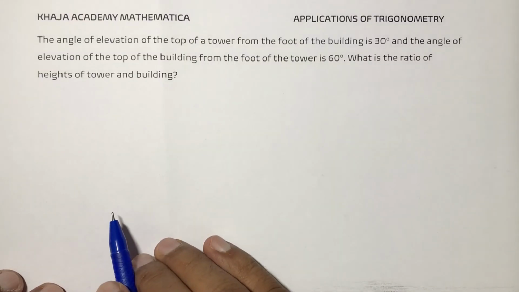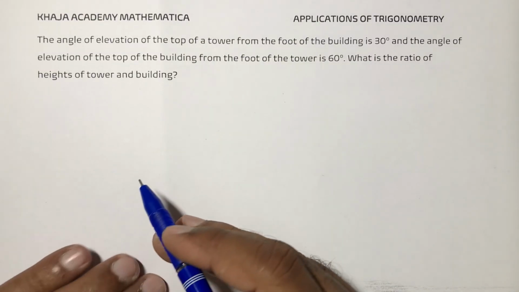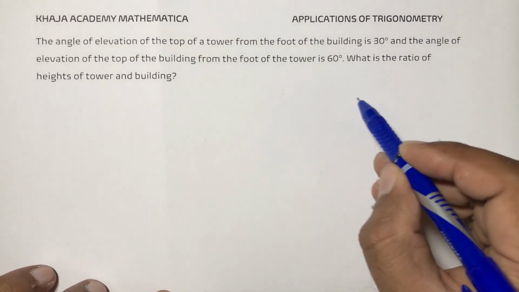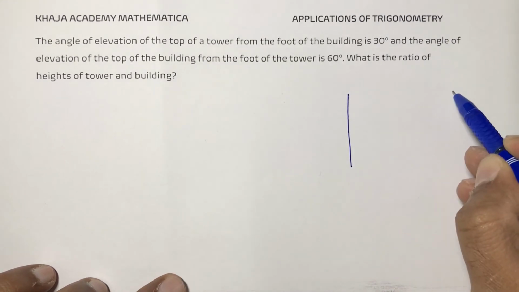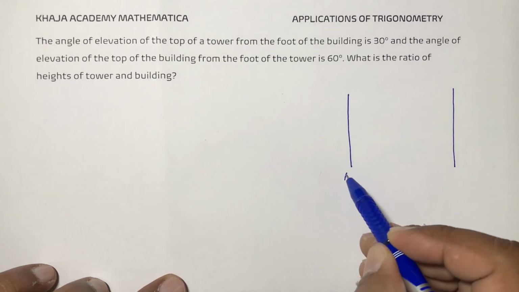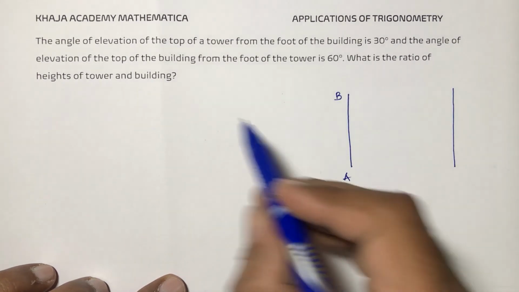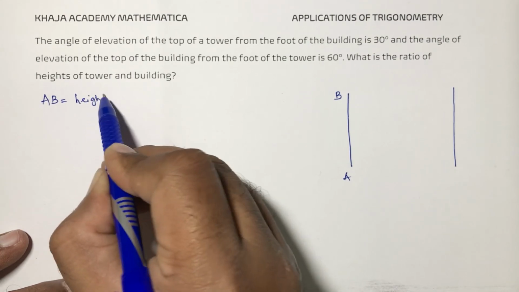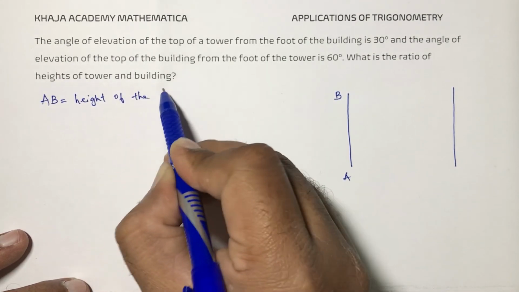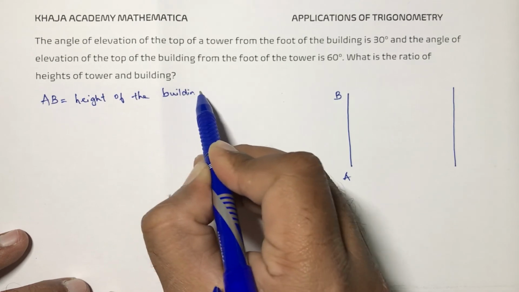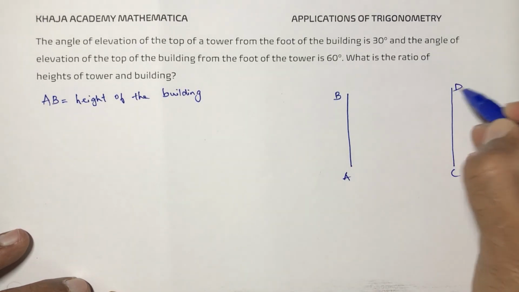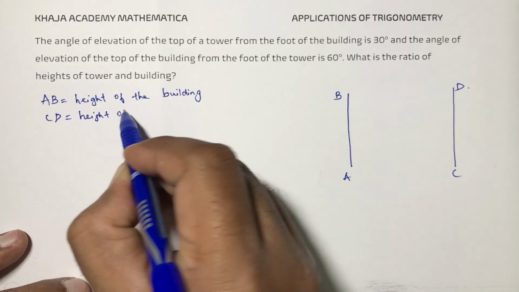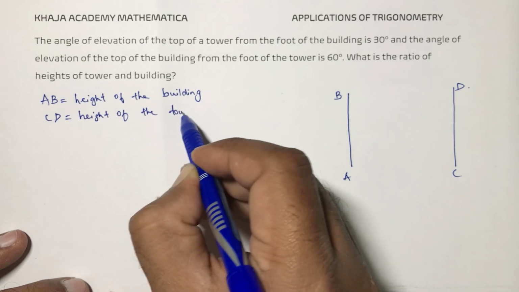The angle of elevation of the top of a tower from the foot of a building is 30. So here there are two things, one is building, the other one is tower. Okay, AB, I'll consider as the building. AB is the height of the building. CD, I'll take it as the height of the tower.